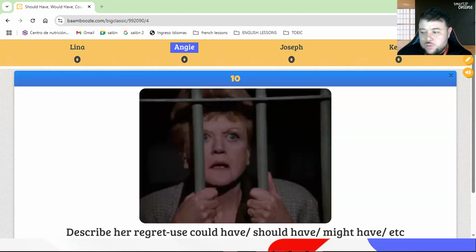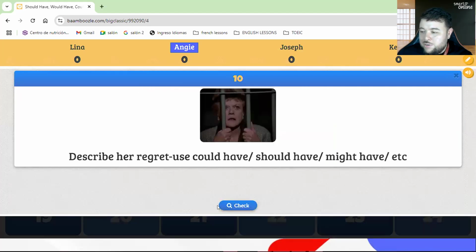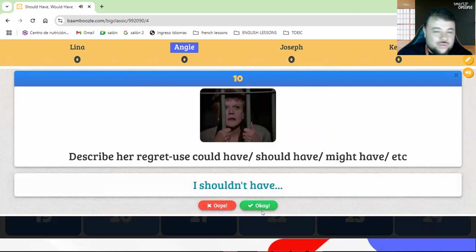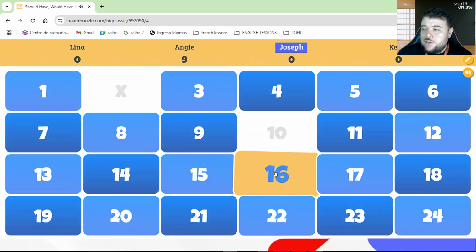Okay. All right. For example, she could have robbed a bank, but it's a regret. Es algo que ella se arrepiente. Entonces, ¿cómo se podría ella arrepentir usando una oración? Usando esto. ¿Recuerda el de? I shouldn't have robbed the bank. For example, you got it. Excellent. Okay, that's a really good use. I shouldn't have, you should have. Okay, that's okay.